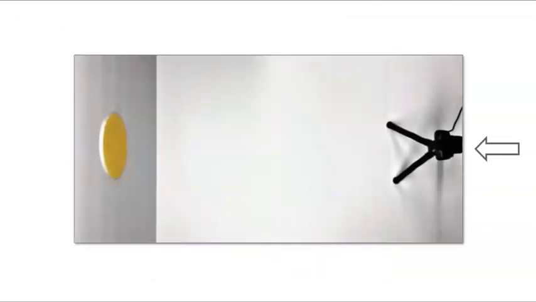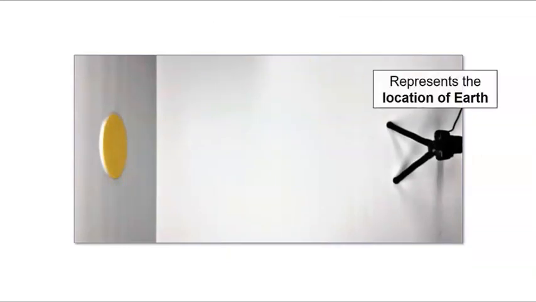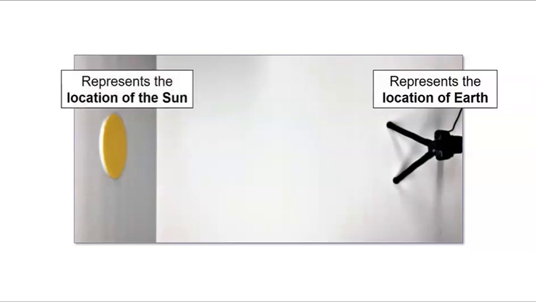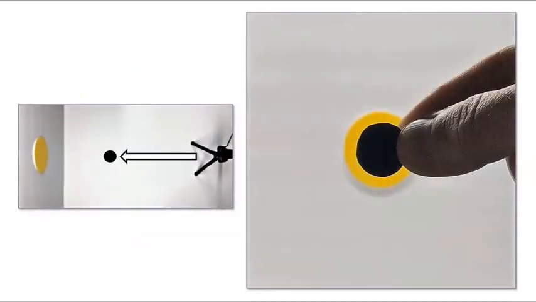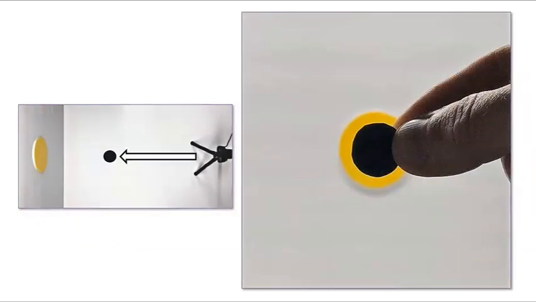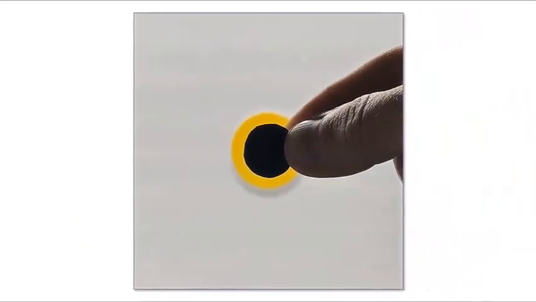I will place the camera here. The location of the camera represents the location of Earth. The sun cutout on the wall represents the location of the sun. Now, let's hold the moon cutout an arm's length away from the camera. What do you notice? When we hold the moon cutout closer to the camera, the moon cutout looks larger than it looked before. But I can still see part of the sun. So the moon does not completely block the sun at this distance from the camera.